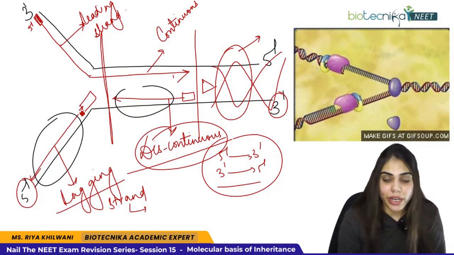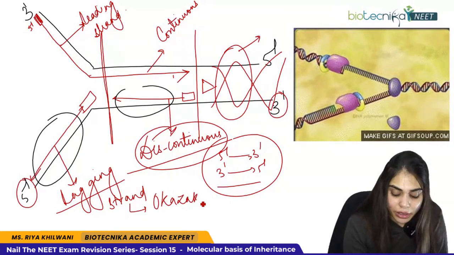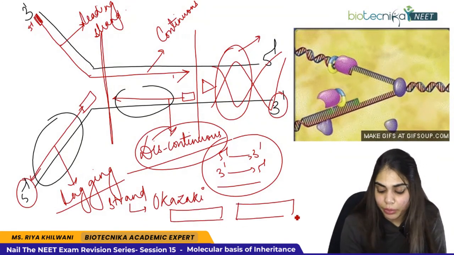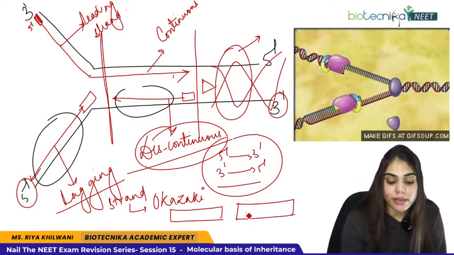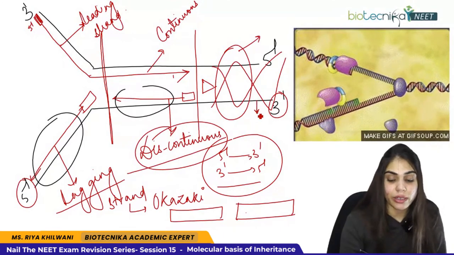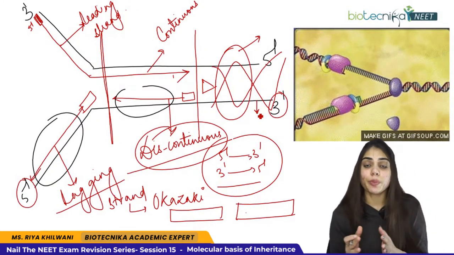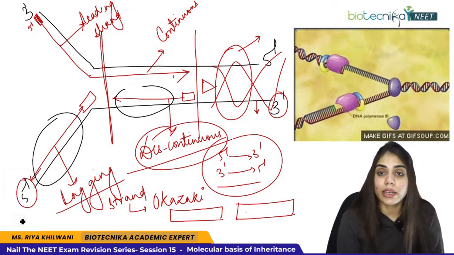This lagging strand is also known as Okazaki fragments. Why? Because the DNA is synthesized in the form of fragments. Okazaki means small. So small fragments are synthesized in the lower strand. This is what is called an Okazaki fragment. But there should be a size for the Okazaki fragment. Now, what is the size of the Okazaki fragment?